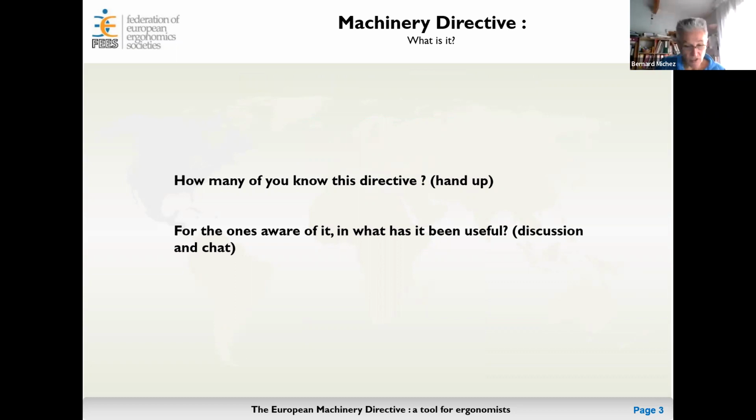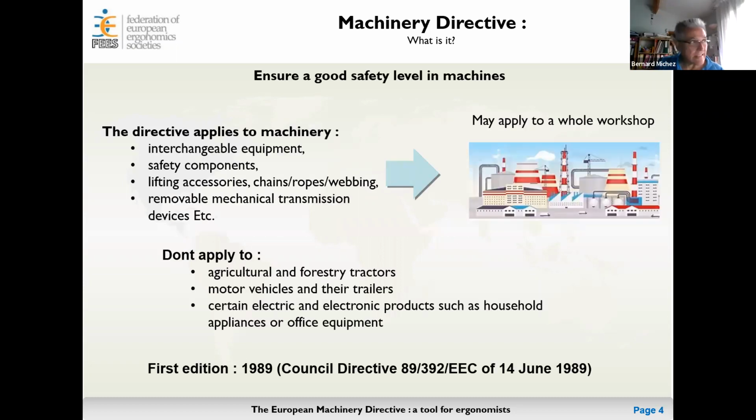I ask this question because almost every time I do it, about half the groups answer me, I know this and I use this. So this is very poor because this directive is mandatory in Europe specifically, it is mandatory. So this is something we have to know. This is something we have to use, and it saved me from specific situations in design groups. You will see how.